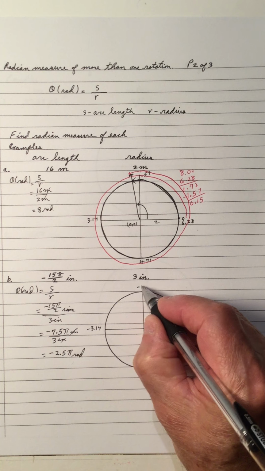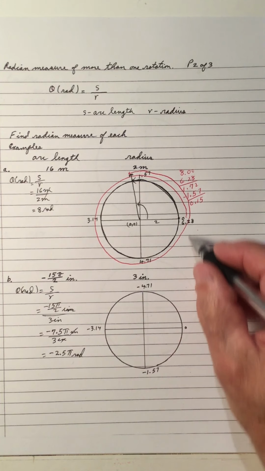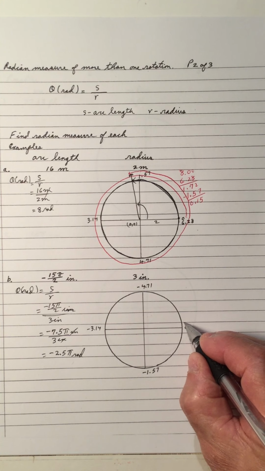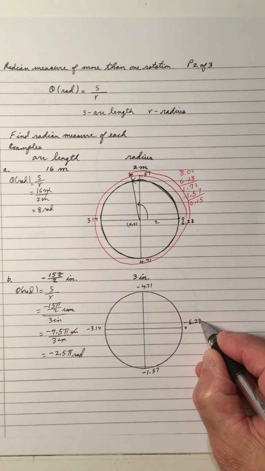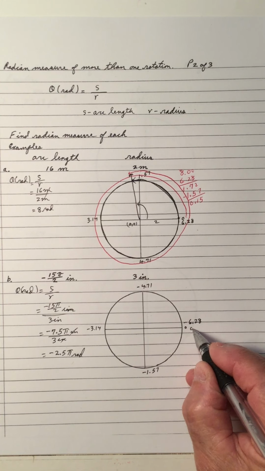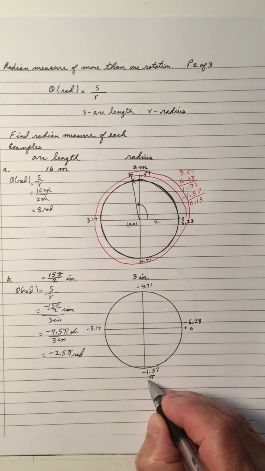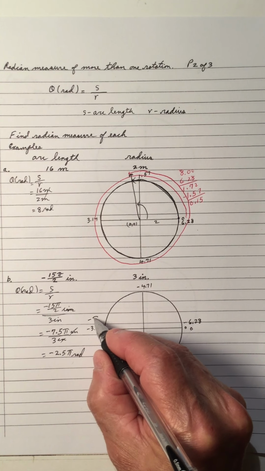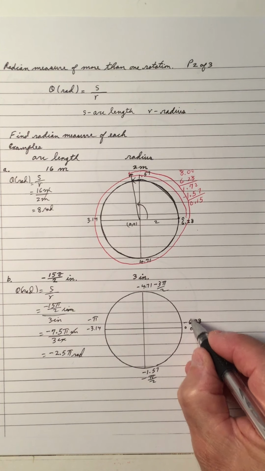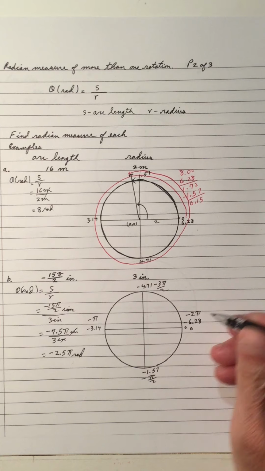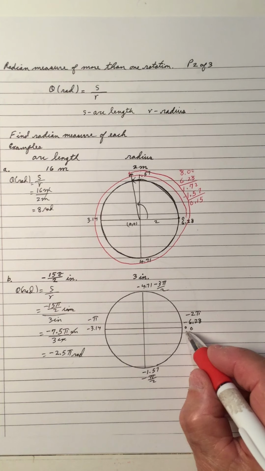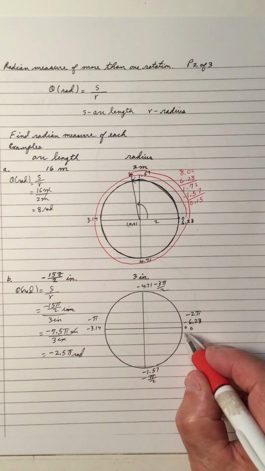This is a negative 4.71, because remember, positive rotation is going counterclockwise, negative rotation is going clockwise. So this is a negative 6.28. Or in terms of pi, this is 0, this is negative pi over 2, this is negative pi, this is negative 3 pi over 2, and this is negative 2 pi. If you want to do it in terms of pi as a decimal or as pi. So let's rotate a negative 2.5 pi.